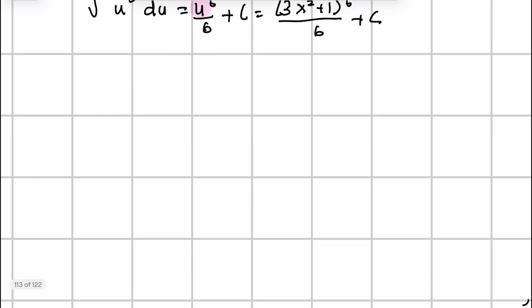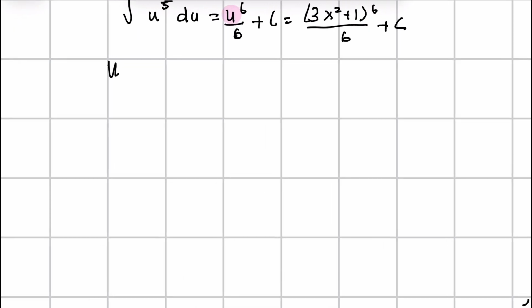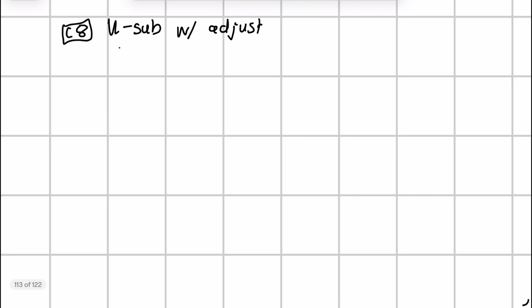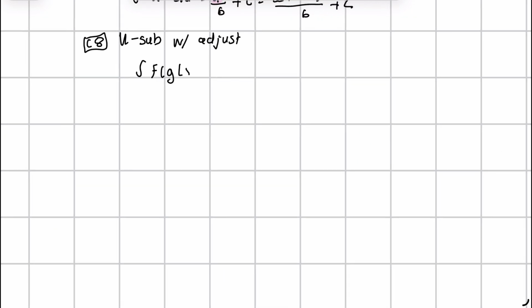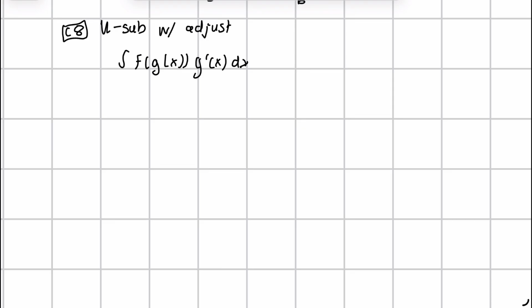Now let's do u substitution with adjustment. This is going to be u sub case 8 with adjustment. This means we still use the integral of f of the inside function g of x times g prime of x times dx. So basically, if our derivative is off by a constant, we want to multiply or divide to fix it. So we're still going to choose our inside to be equal to u. We're going to find the derivative, du. We're going to adjust our constants, and then we're going to integrate.